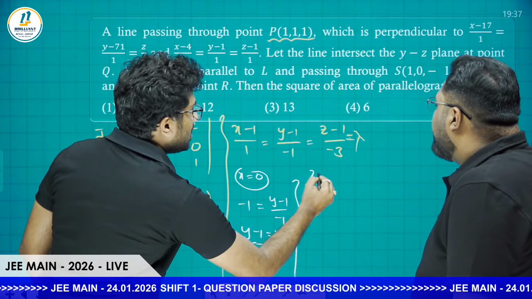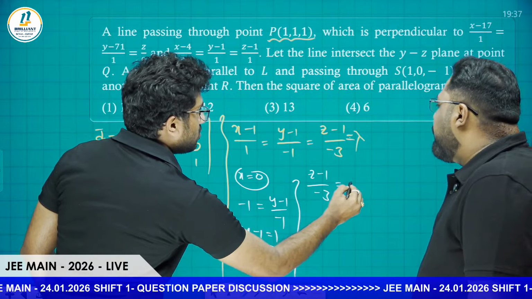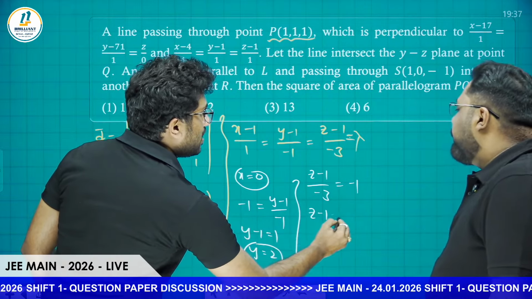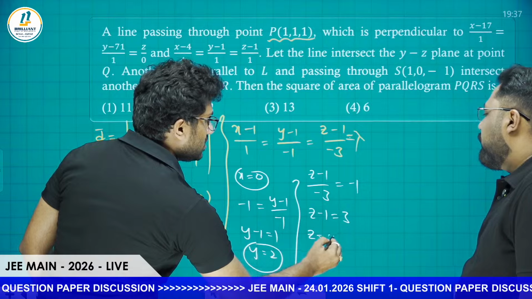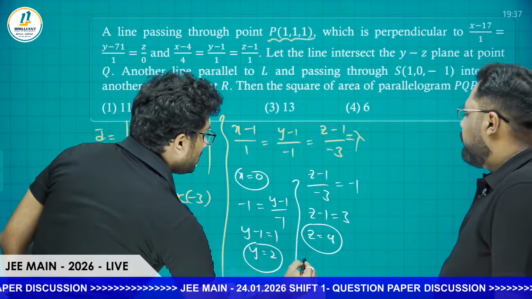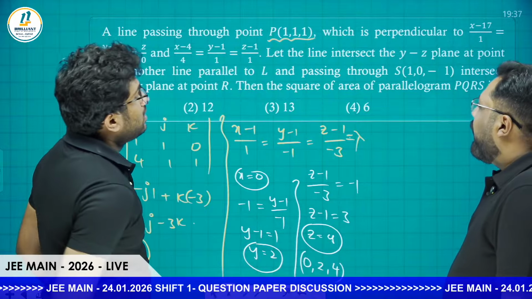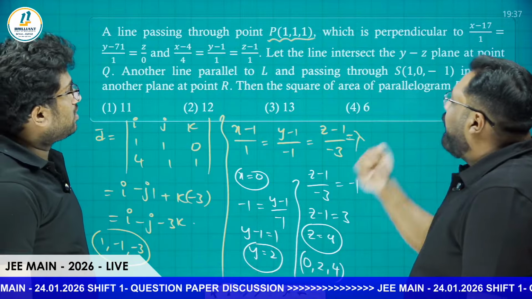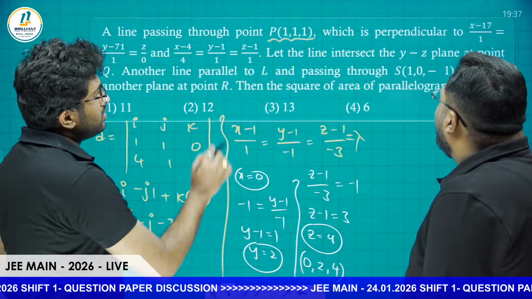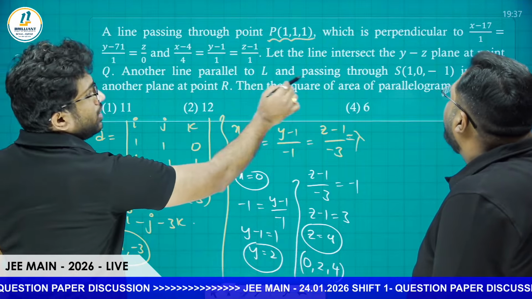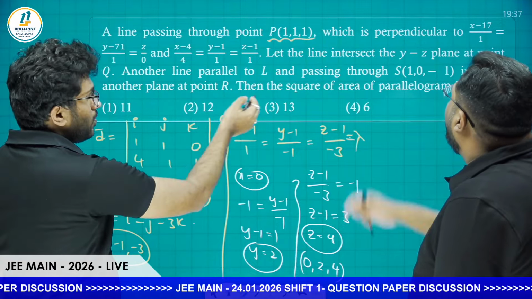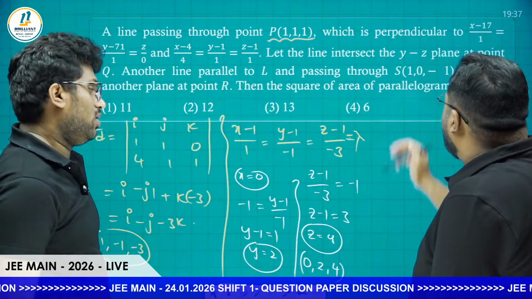In the same way, (z minus 1) by minus 3 is equal to minus 1. z minus 1 is equal to 3. z is equal to 4. So we have got this point also, 0, 2, 4. Yes, the point where this line intersects the plane. So now we have got 3 points, sir. We got P, we got Q, we got S also.